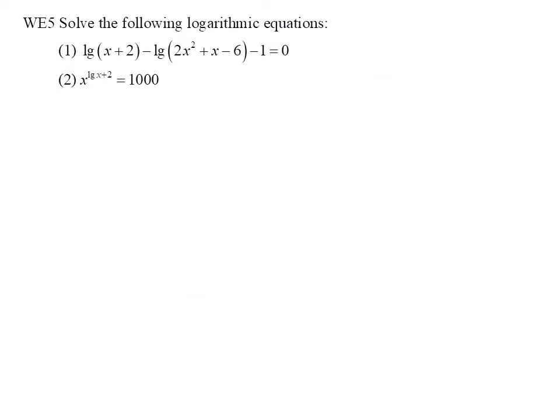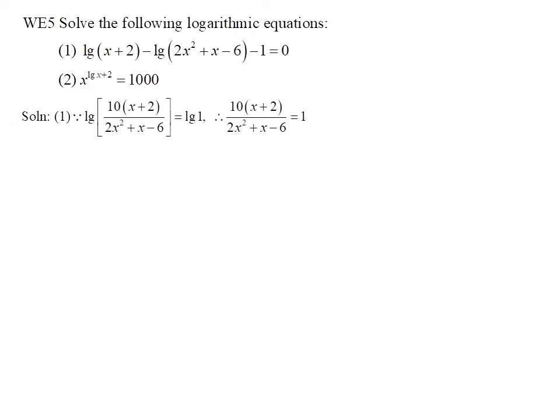Example 5 asks us to solve two logarithmic equations. For the first equation, we apply the logarithmic product and quotient rules to simplify the equation and let both sides have the common base. After further simplifying, we reduce the logarithmic equation to the quadratic form of 2x² - 9x - 26 = 0, which can be factorized and solved.